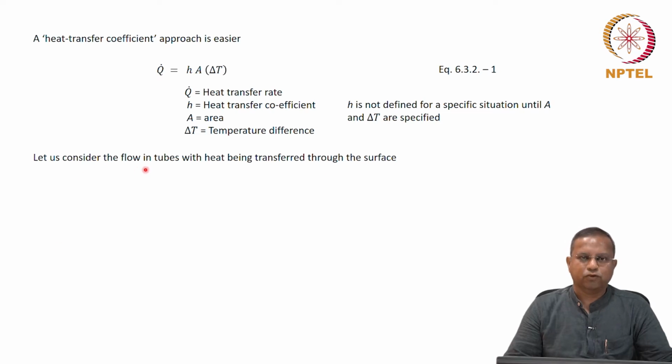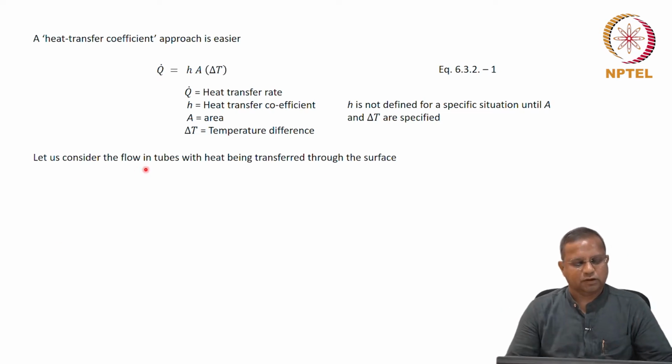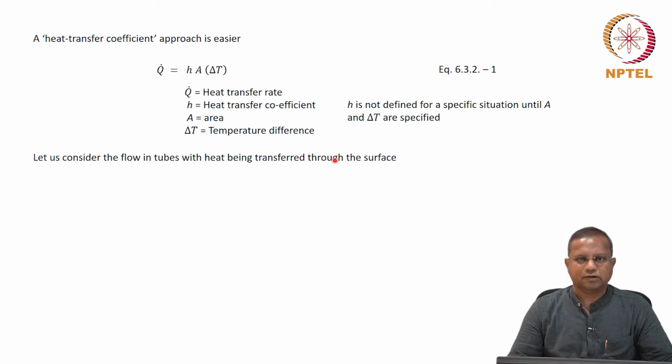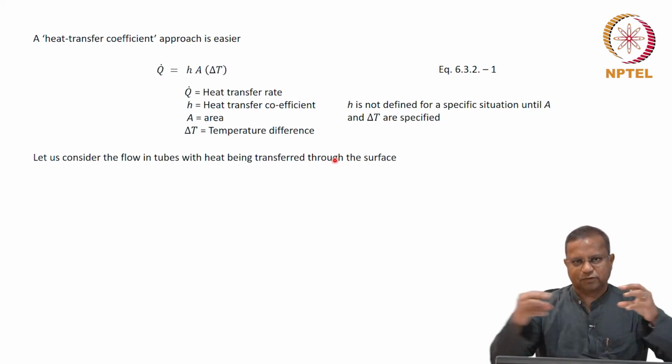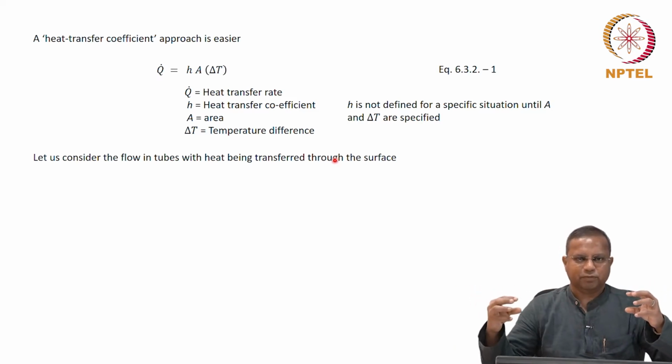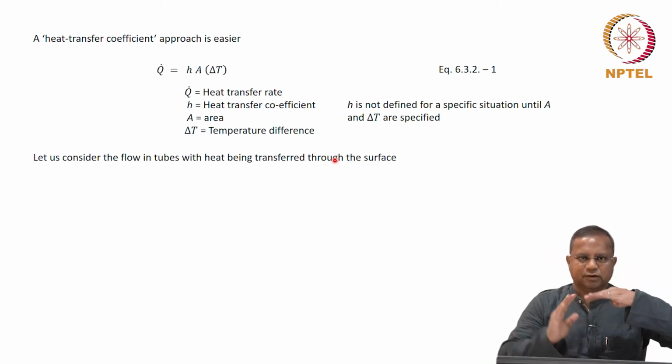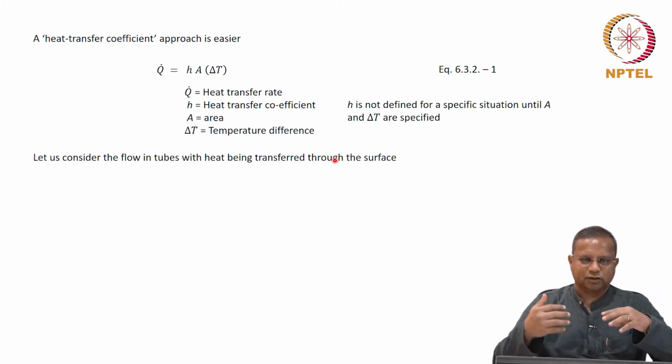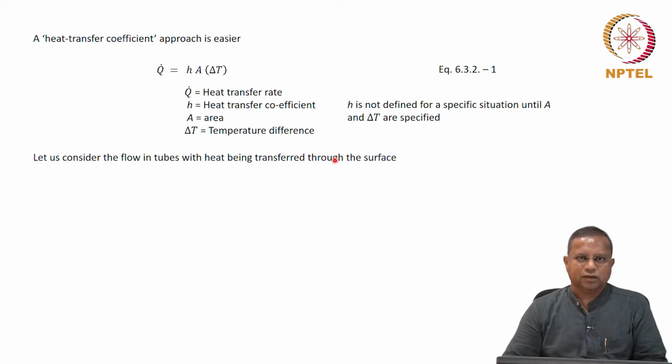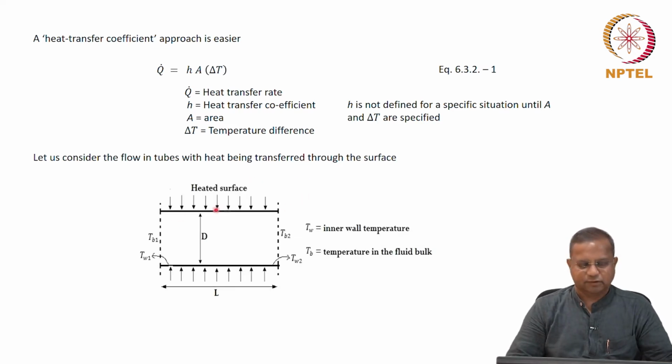Let us consider the flow in tubes with heat being transferred through the surface. That is a situation here. In a pipe of a double pipe heat exchanger, there is heat in the radial direction that is coming through the wall of the inner pipe, that is heating up the fluid inside. It is something like this. This is a tube that I am considering here. This is the heated surface, radially heated surface.